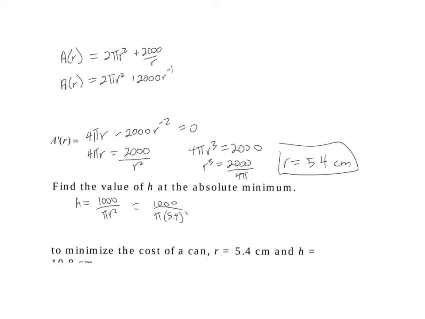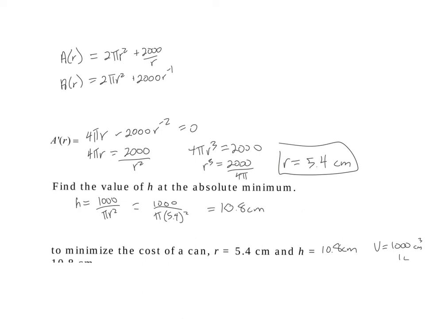So 1,000 divided by pi times 5.4 gives us 10.8. So in this case, we would have a radius of 5.4, a height of 10.8 centimeters, and if we plug that into our volume formula, that would give us indeed a volume of 1,000 milliliters or centimeters cubed, or 1 liter, right? Those are the same thing.